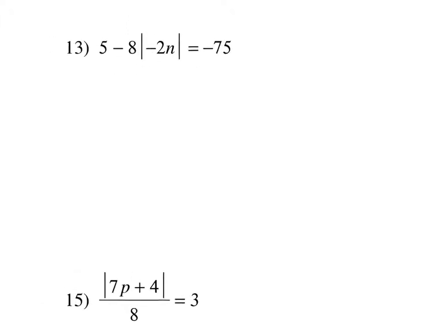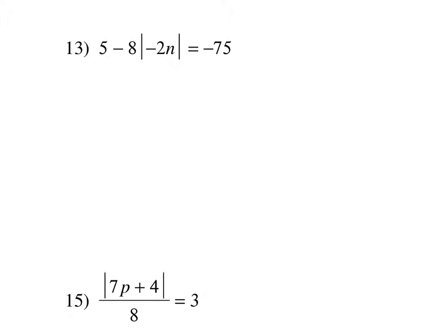Alright, next we have 5 minus 8 times the absolute value of negative 2n equals negative 75. So, we did a lot of these types of problems in class. You have to get rid of the 5 and the negative 8 first before you could split it. What would you get rid of first? Well, this is an equation, so you're always going to get rid of your addition or your subtraction first before you get rid of your multiplication, just like you would with any regular two-step equation.